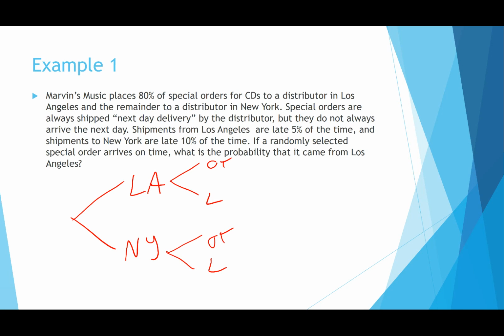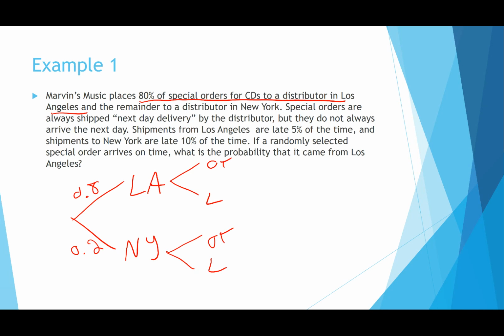Let's fill out the probabilities of these. So 80% of the special orders come from LA. 80% is 0.8, so that's the branch there. 80% come from LA, and that means the other 20% come from New York. So just to explain why it's 0.8 and 0.2 there.